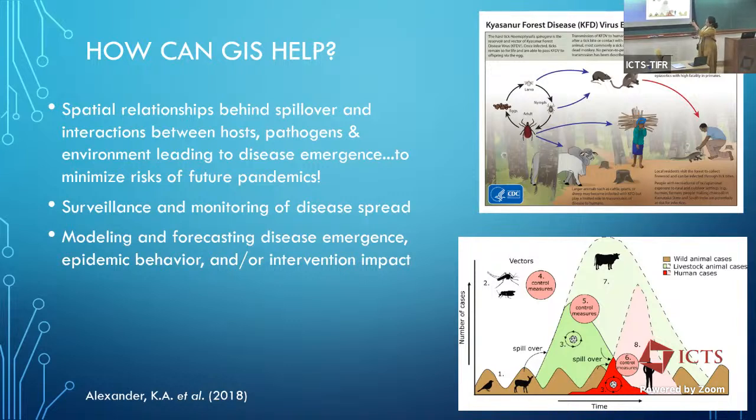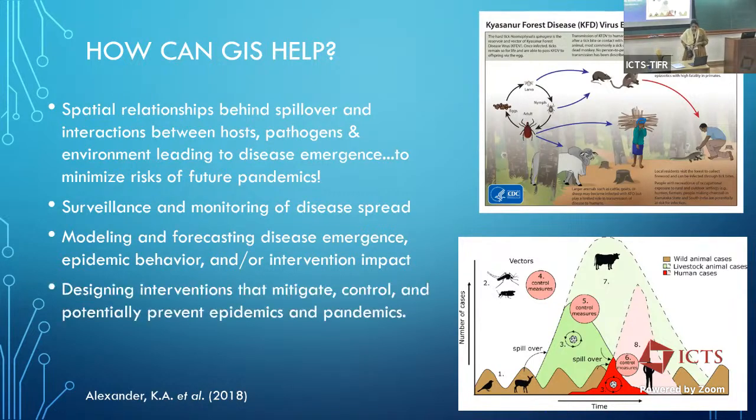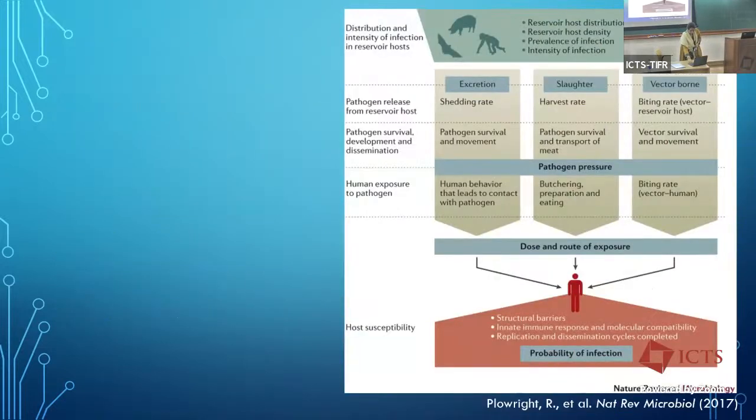So ecological niche models are one example of the modeling. Then based on things like ecological niche models, you can use it to forecast how disease will emerge or how epidemics might behave, and where public health interventions can be implemented to contain a disease. Yeah, so designing interventions that mitigate, control, and potentially prevent epidemics and pandemics. So these are many different powerful ways in which GIS can be brought into disease ecology.